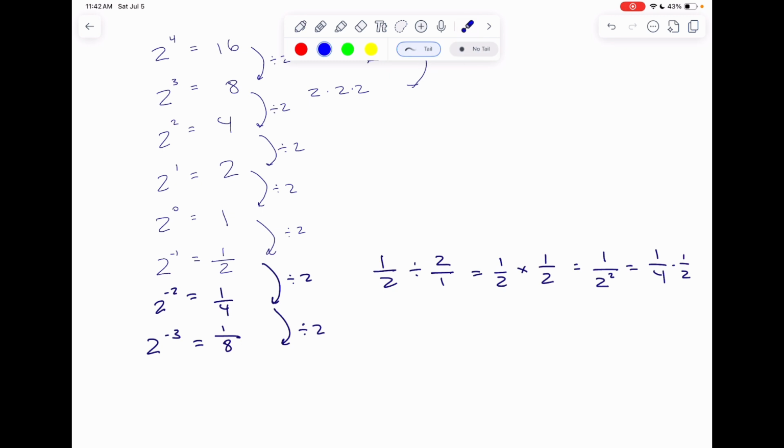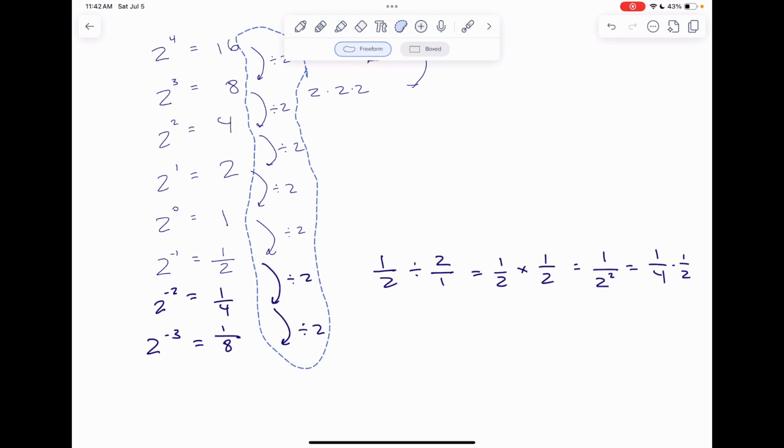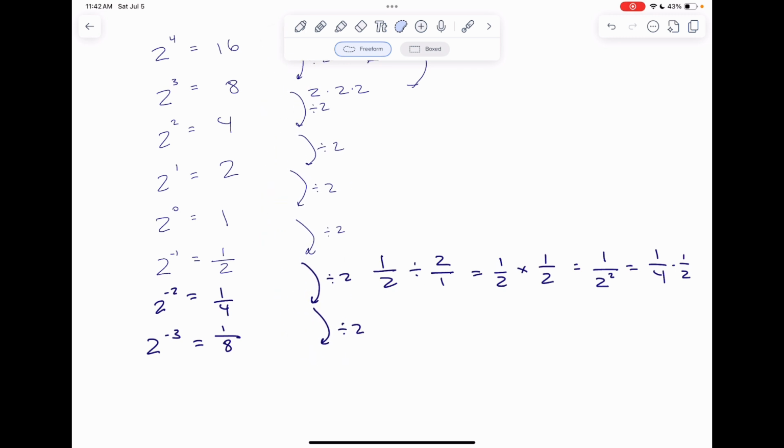Okay, so are you noticing a pattern? You might notice that going this way and going this way gives you the same number in the numerator and in the denominator. If I go 1, 2, 3, I get to 8 here in the numerator. If I go 1 to negative 3, I get 8 in the denominator. Let me show you what happens if I write these in a slightly different way.